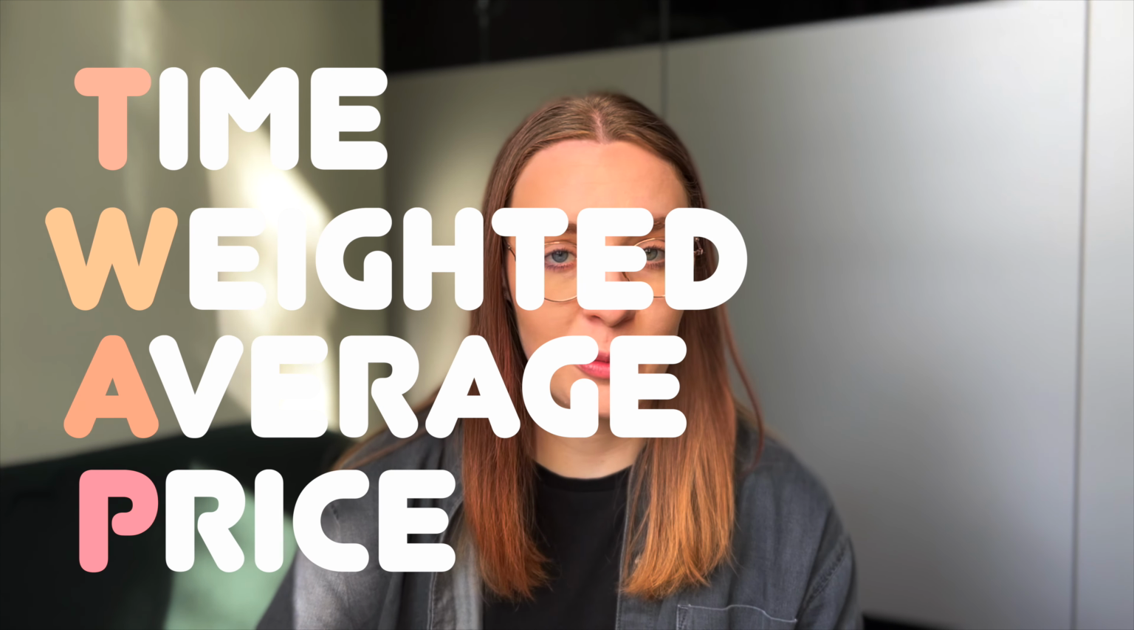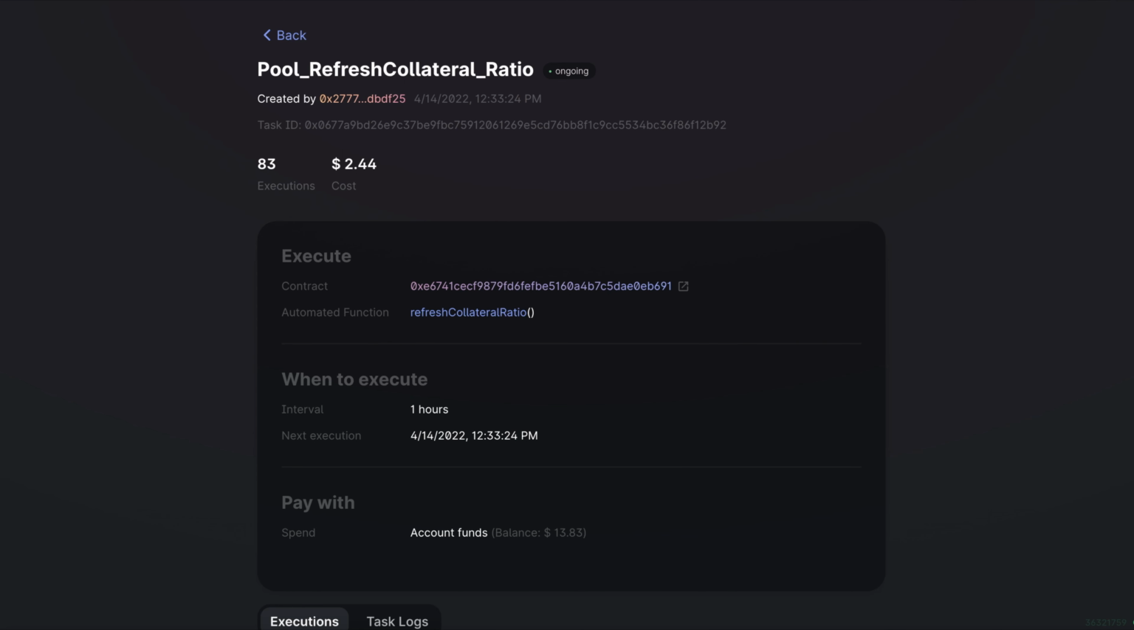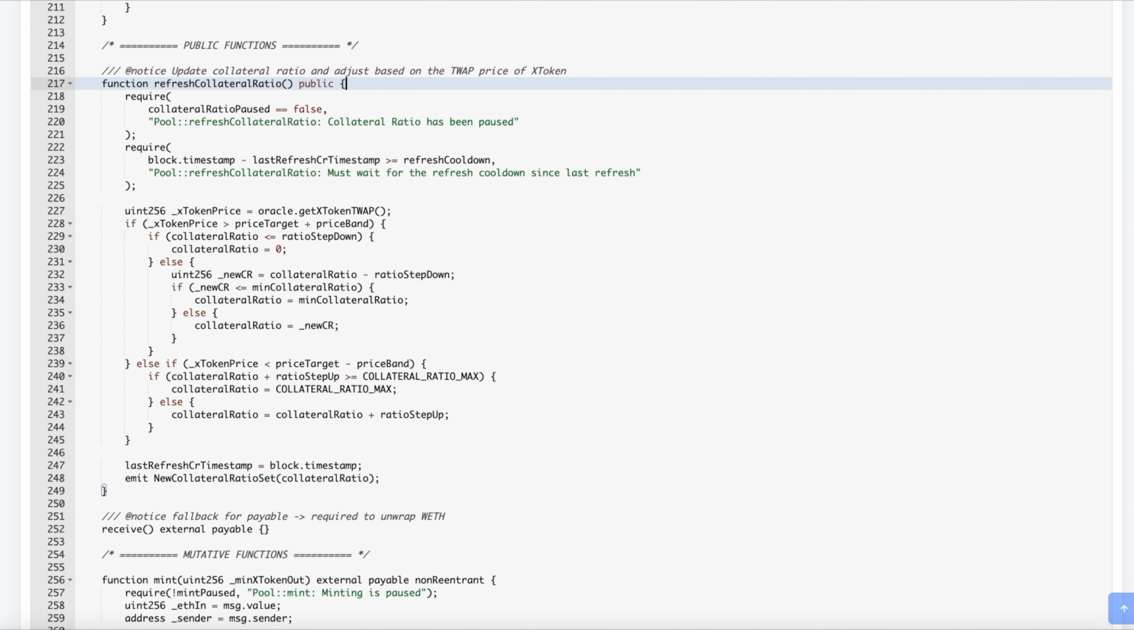And if you remember from before, the TWAP, time-weighted average price, just measures the token's average price over a set time period. So again, this is running every hour, okay? And actually this one is using an oracle, which is another thing that we've talked about. So it's using an oracle to get token price data, and then using that to say, are we over or under the price target, and then adjust the ratio accordingly.